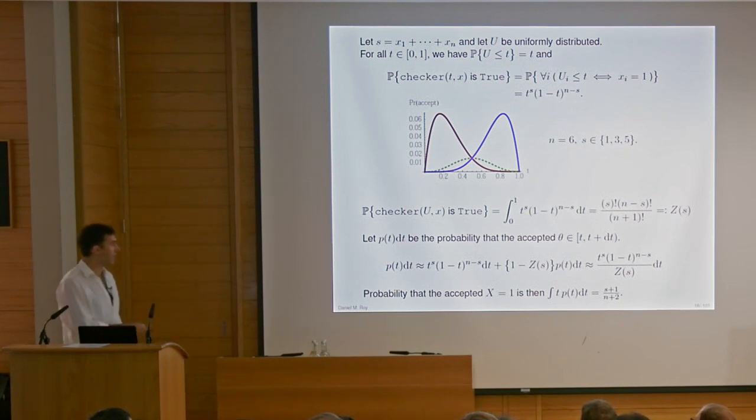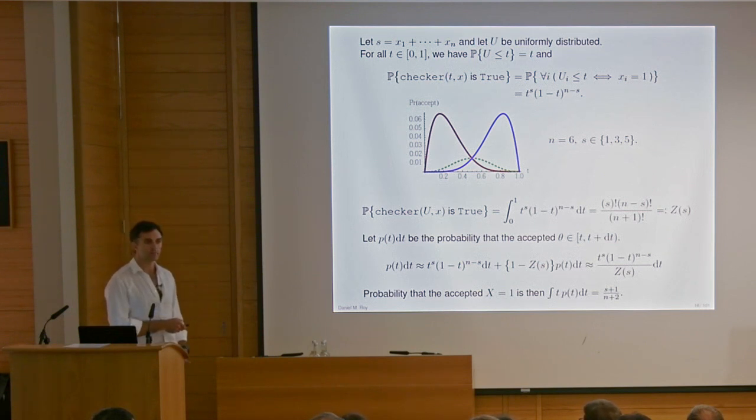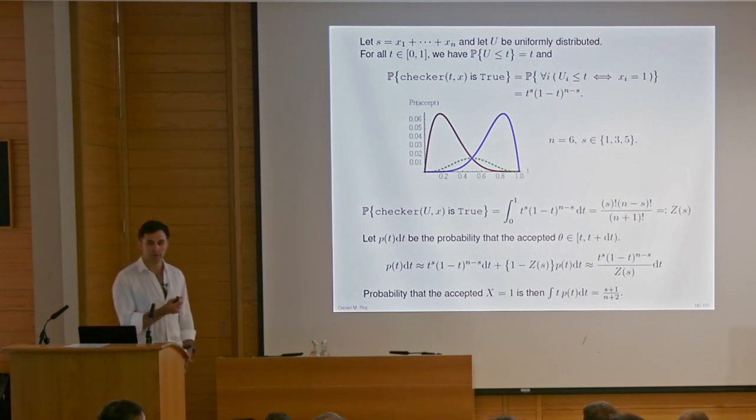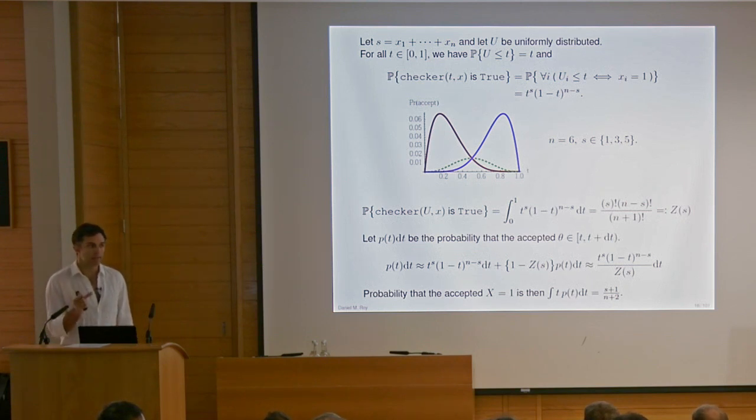So in particular, the probability that the accepted x is equal to 1 is equal to this. So what does this represent? Well, the actual number of heads in my data set was s over n. That's the empirical frequency. And the Bayesian solution to this with a uniform prior is that the probability that my prediction is a 1 is going to be (s plus 1) over (n plus 2). So I don't take the empirical frequencies at face value. I smooth them a little bit, and I shrink them back to 1/2 a little bit.